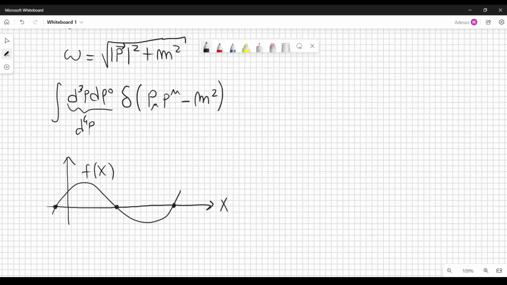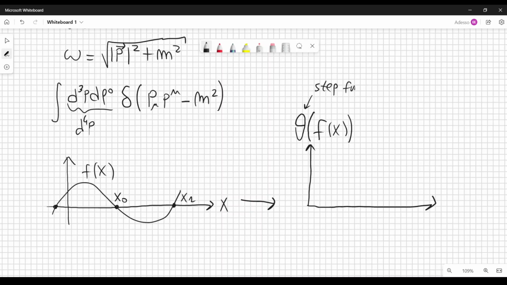So there are 3 points here. For example, this one here can be x0, this one can be x1, and you can give a name to that one too. I'm not really interested here. And then I'm going to draw on the right another function. In particular, I'm going to draw the following function, theta of f of x, where theta is the step function. So it will be equal to 1 if f of x is a positive value. So if f of x is positive, this function will give me 1.